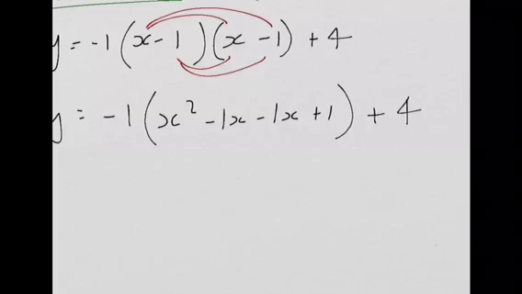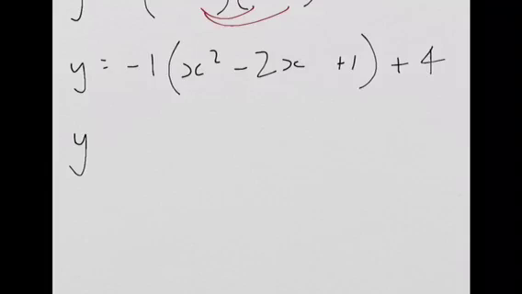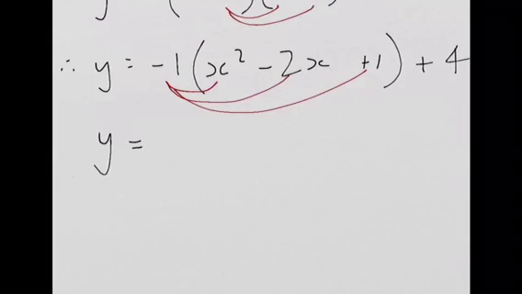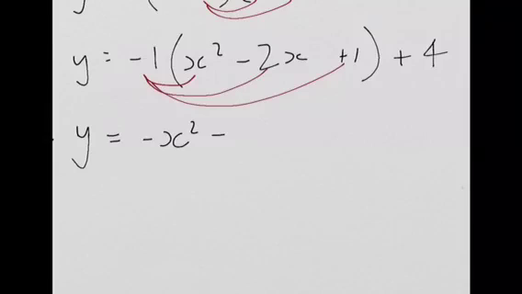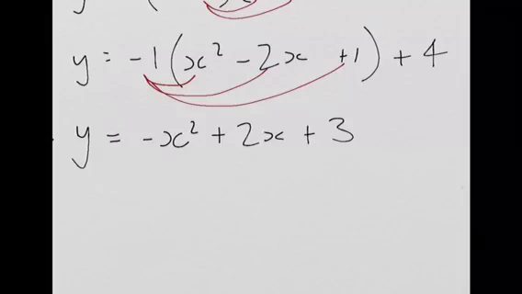We can collect these like terms, so that will be -2x. And then we can expand this bracket out now, so -1 times all of these, so essentially that's just going to switch our signs around. Therefore y equals -x squared plus 2x minus 1, and then don't forget the plus 4. And now we can collect our constants here: -1 plus 4 is +3. Cool, that is our equation. That's what they got in the book, so hooray, all good.